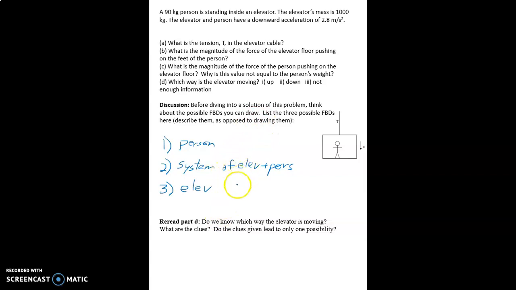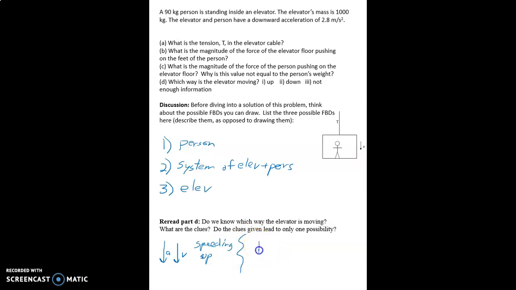so let's just think about it. Do we know which way the elevator is moving? Well, we know the direction of the acceleration. The acceleration is downward. We have downward acceleration. The velocity might be downward. If the velocity is downward, then that means the object is speeding up.